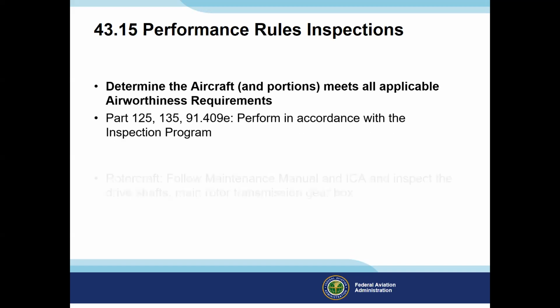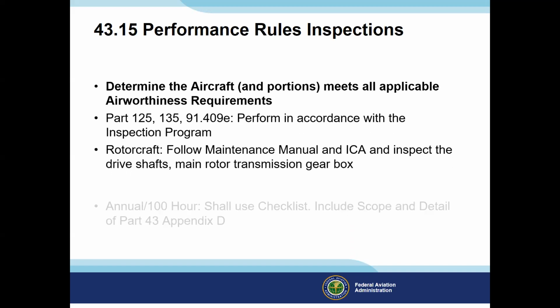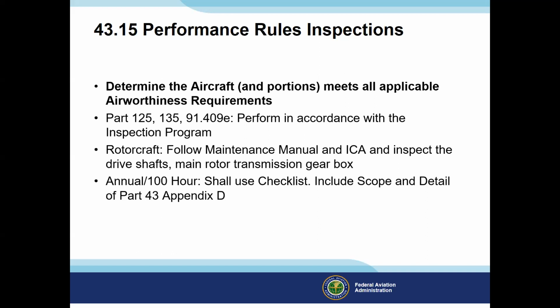There are additional performance rules for inspection. Determine that the aircraft and portions of the aircraft meet all applicable airworthiness standards. This includes ADs, and of course, all required parts and equipment must be installed. 125, 135, and 91.409(e) perform in accordance with the inspection program. For rotorcraft, make sure that you're following the maintenance manual and the ICAs. Pay particular attention to drive shafts, main rotor, and transmission gearboxes.